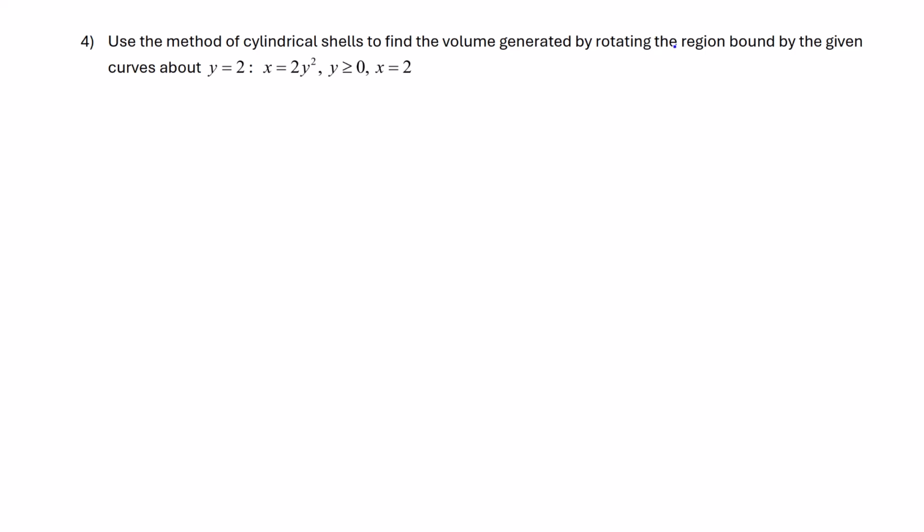All right, let's try a fourth example. This one says, use the method of cylindrical shells to find the volume generated by rotating the region bound by the given curves about y equals 2. And the given curves are x equals 2y squared, y is greater than or equal to 0, and x equals 2. All right, well, as we've been doing, let's start with a picture because it's helpful to get an idea of what we're working with here.